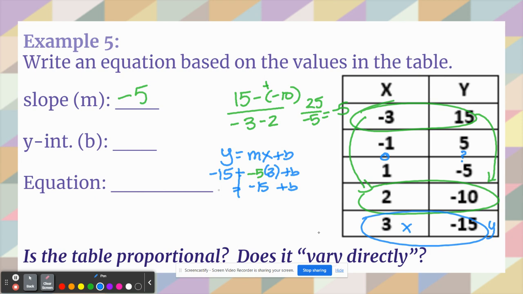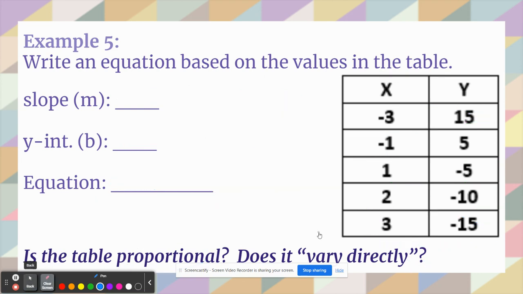Bring the rest of the equation down. Move -15 to the opposite side. We do the inverse, which is adding, so it's a zero pair. B is now alone. We have to also add it to the other side. So -15 plus 15 is also 0. So we have a y-intercept of 0. So my equation is y equals -5x, and we don't put plus 0 because it is proportional. And yes, it varies directly because that's what proportional means.